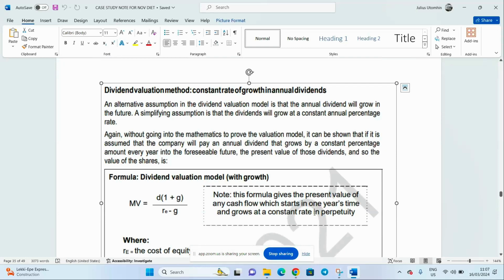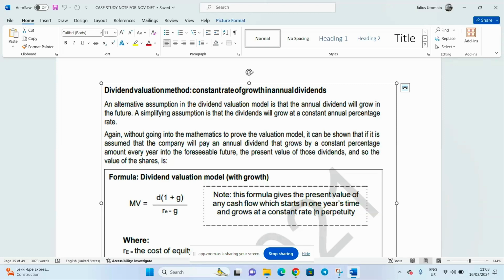Okay, an alternative assumption in the dividend valuation model is that the annual dividend will grow in the future. A simplifying assumption is that the dividend will grow at a constant annual percentage rate. Again, without going into mathematics to prove the valuation model, it can be shown that if the company pays an annual dividend that grows by a constant percentage every year into the foreseeable future, the present value of those dividends, and so the value of the share, is very similar to what we just did. Market value is equal to dividend divided by cost of capital, but you are increasing the dividend by the growth rate and reducing the cost of capital by the growth rate. That's why the numerator is dividend times open bracket 1 plus growth, and the denominator is cost of capital minus growth.